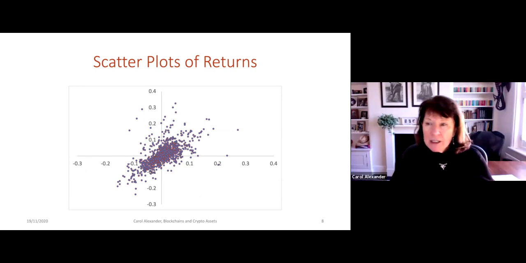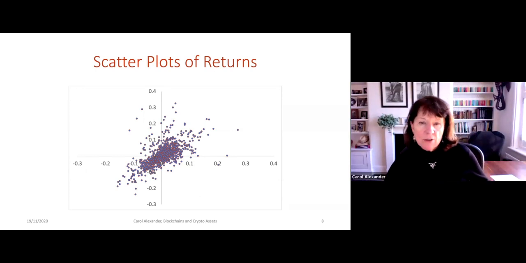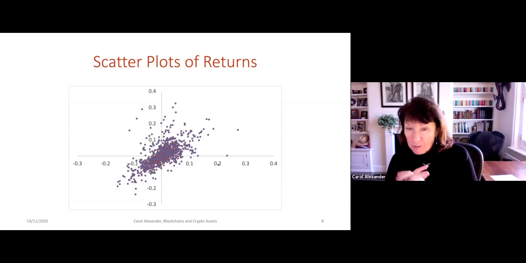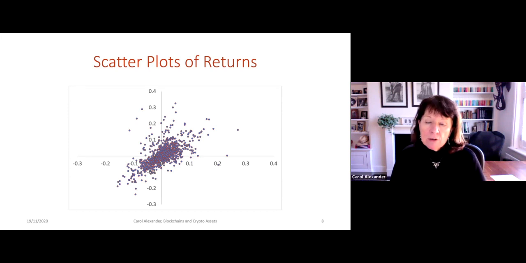Hello again. Here's a scatter plot to introduce the concept of correlation. And you've probably seen something like this before. So each point represents the same day, the return on Bitcoin and the return on Ether.